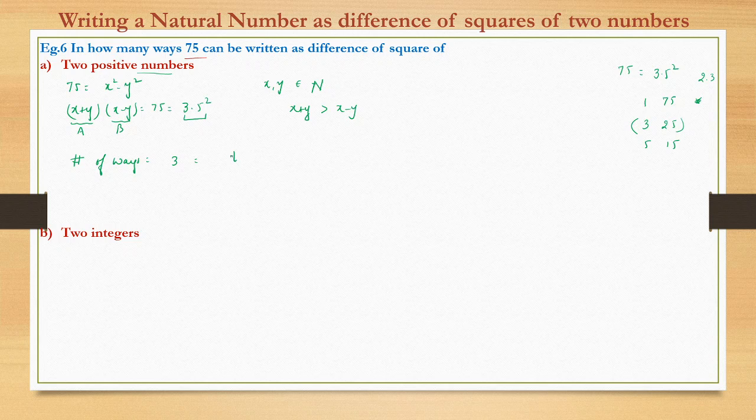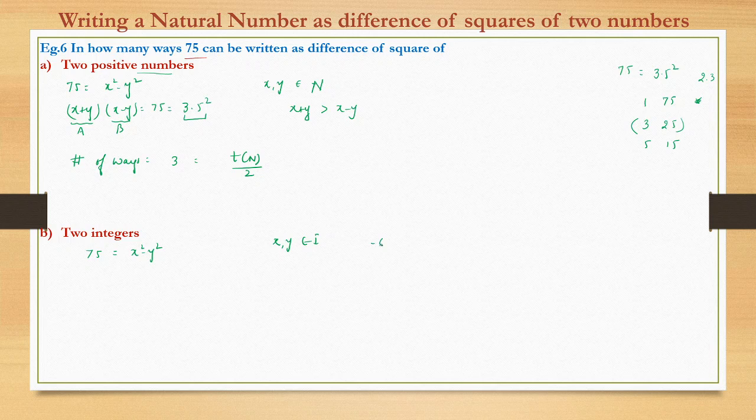3, which is nothing but number of factors of n by 2. Now had the question been to find the number of ways of writing a number as a difference of two squares of integers, let us say 75 is equal to x square minus y square, where x, y belong to integers. Now we cannot say that x plus y will always be more than x minus y. It can be any pair.